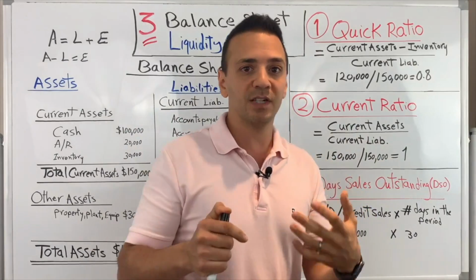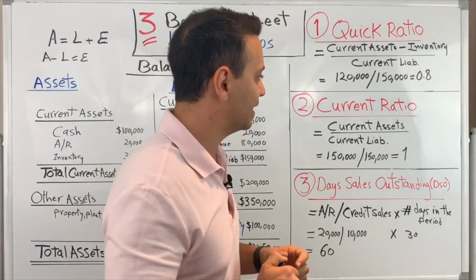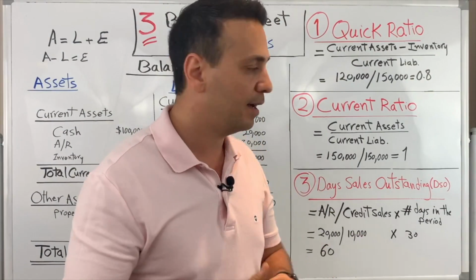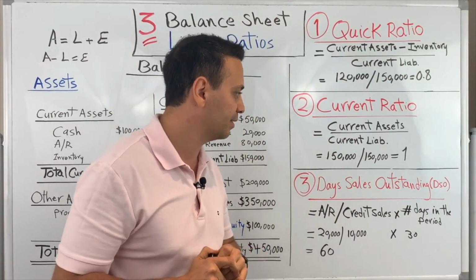Again, you want that number to be a lot higher than 1. You want it to be 2, 3, 4, and that will indicate that the company has excess current assets to meet its current obligations as well.